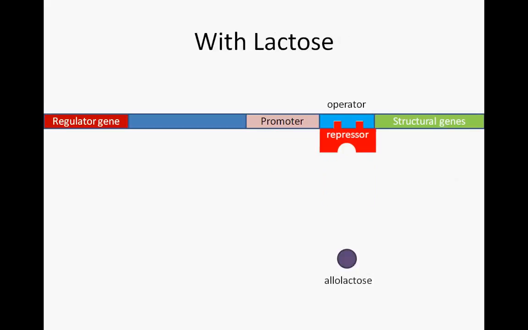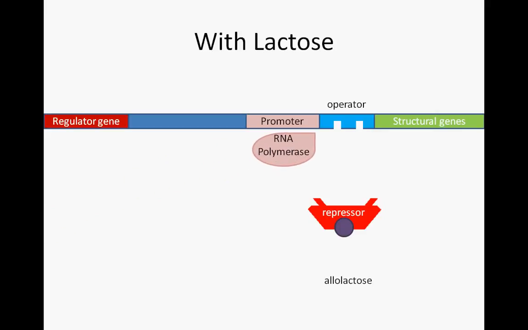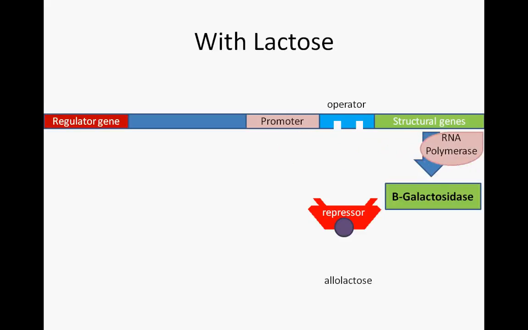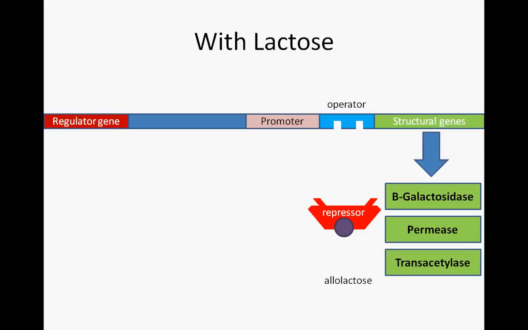In the presence of lactose, allolactose, an isomer of lactose, binds to the repressor molecule and causes it to change shape. In its new conformation, the repressor molecule cannot bind the operator. With the operator free, RNA polymerase is free to bind the promoter and proceed with transcription of the structural genes. In the end, beta-galactosidase, permease, and transacetylase are produced and utilized to break down lactose for the cell to use.